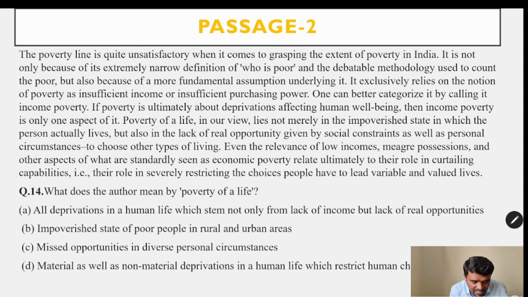See here, I'll underline the relevant statement: but also in the lack of real opportunity given by social constraints as well as personal circumstances, that also needs to be included. So this is a very convincing, relevant option. But let me see the remaining options. Empowered state of poor people in rural and urban areas. The passage is not talking about the differentiation between rural and urban, so irrelevant. Missed opportunities in diverse personal circumstances. It is not talking about diverse personal circumstances only. It is not confined to personal circumstances. It is talking about social constraints also.